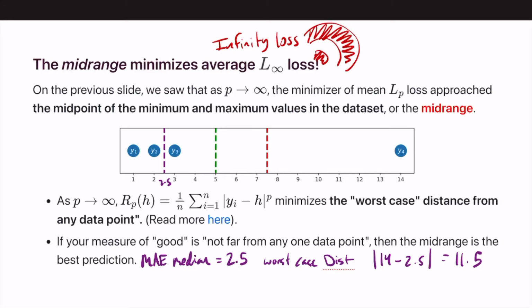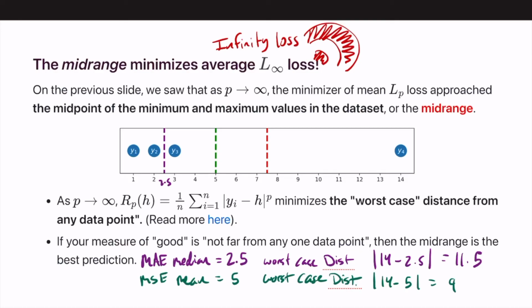Now, if we look at the mean squared error, that'd be the green one here, and its minimizer, the mean, is going to be 5. Its worst case distance is going to be 14 minus 5 equals 9. So the mean's worst case distance from the most extreme data point would be 9.